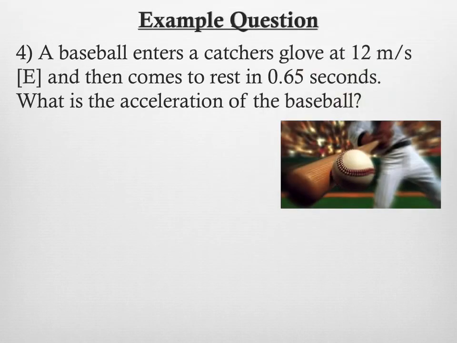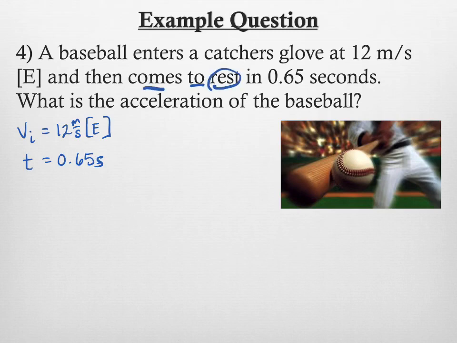So we have a baseball entering a catcher's glove at 12 meters per second east. So there we go, there's our initial velocity. 12 meters per second east. So since it's east, I'm going to keep it positive. Comes to rest in 0.65 seconds. There's our time. Wait, it just gave us something else really, really sneakily. What did it give us? Comes to what? Oh my goodness, rest. What does that mean? That means our, in this case, final velocity is 0.